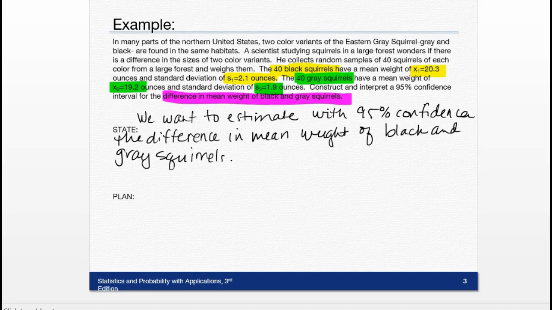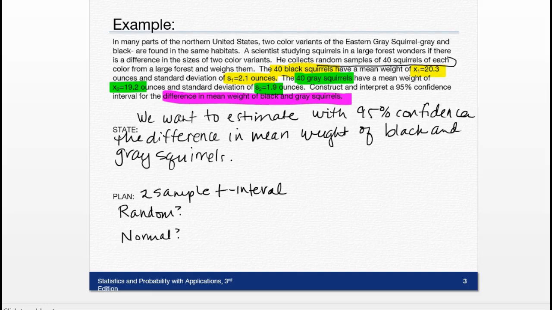Now, the plan step. In order to do the plan step, we have to say what test we're using, and we're using a 2-sample t interval, and then we have to check our two conditions. We have to see, is it random and is it normal? So for random, I have to check that the 40 gray squirrels that he chose, black and gray, are random. So I look back at my context because he collects random samples of 40 squirrels of each, so I know that. So I'd say simple random sample, n equals 40 black, and n equals 40 gray. So I've identified that both are random.